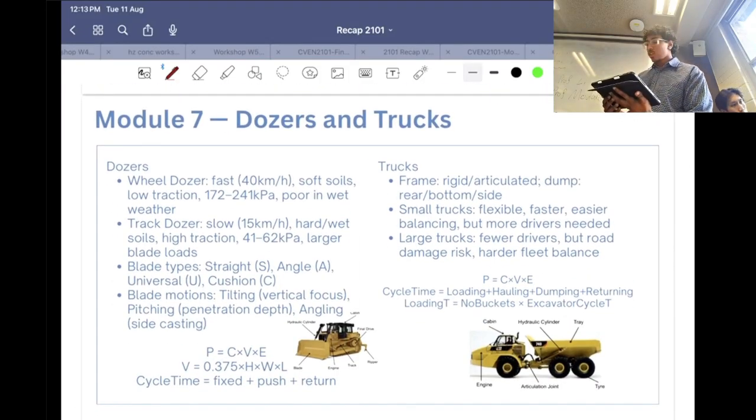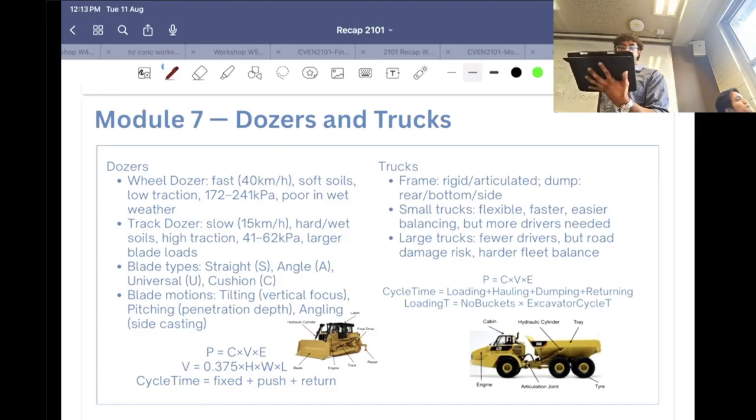Next, we got dozers and trucks. So once again, we've got many types of dozers, and then with the dozers, we also have many types of blades, right? So we've got straight blades, angle blades, universal blades, and cushion blades. For these blades, they have 3 distinct motions, so tilting, pitching, and angling. They all serve their own purposes. And we got our production equation at the bottom.